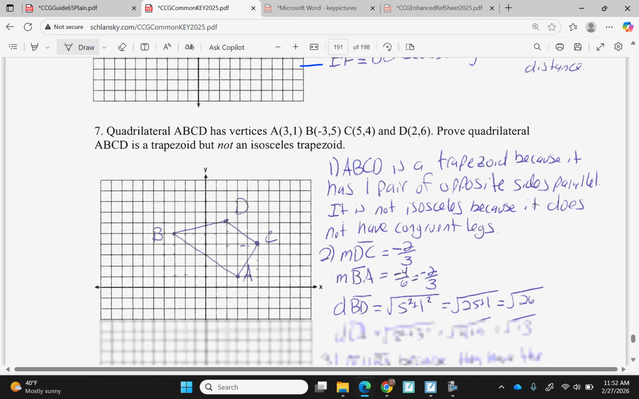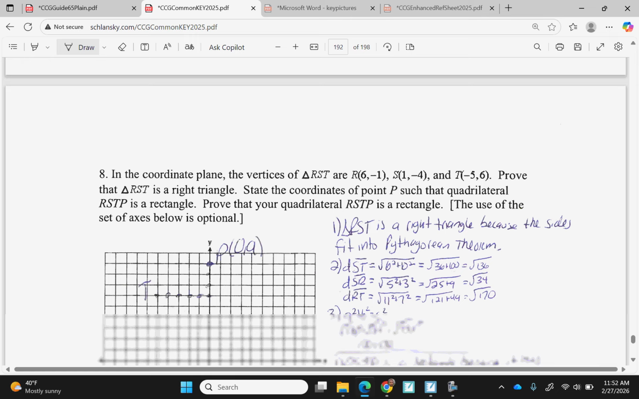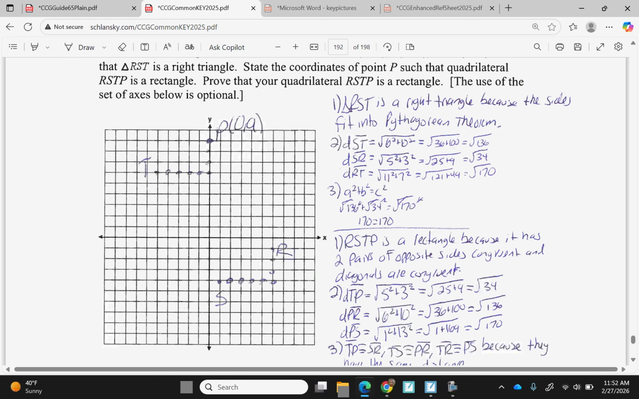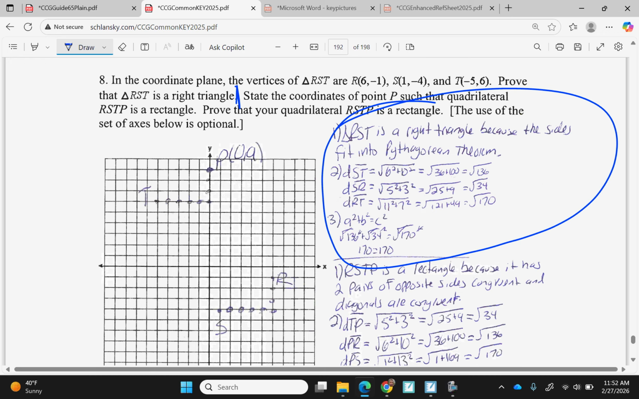There's one more problem to go over. We're going to do part of it. We're not going to do the whole thing. In fact, I can do it right on the screen here. This is a very, very commonly asked 6-point question. 3 parts to it. Part 1, prove it's a right triangle. Well, we did that already. That's here. It's a right triangle because the sides fit into Pythagorean theorem. Distance, distance, distance. Show that it fits into Pythagorean theorem. Done.